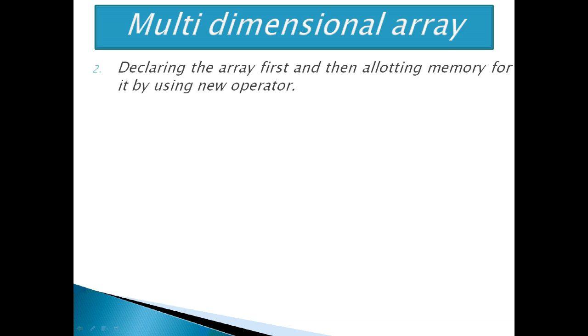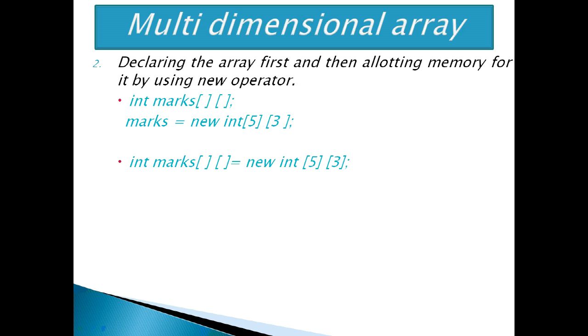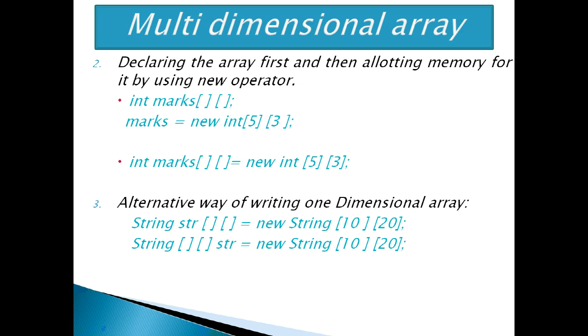Another way of creating a two-dimensional array is by declaring the array first and then allotting memory for it using the new operator, the same as a single-dimensional array. Here int marks[][], then marks = new int[5][3]. Or we can write by combining the above two statements like int marks[][] = new int[5][3]. Other alternative ways of writing two-dimensional arrays are also like this.